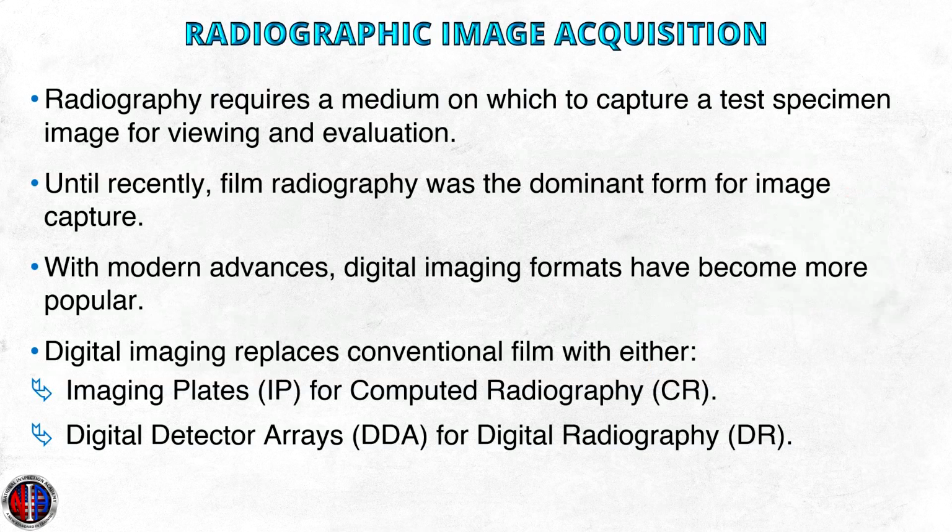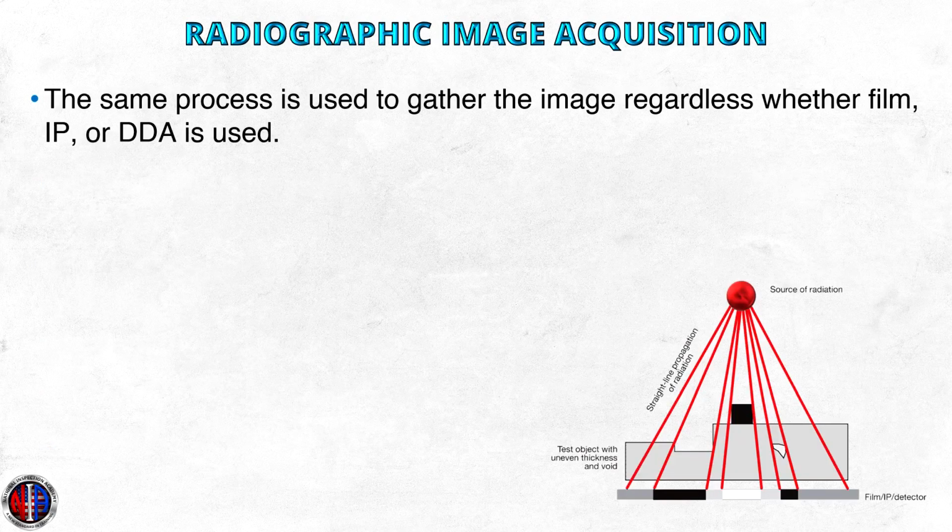Radiographic image acquisition. Radiography requires a medium on which to capture a test specimen image for viewing and evaluation. Up until the 21st century, the predominant image acquisition technique was film radiography. However, as computer and medical radiographic technology evolved, so did digital radiography, abbreviated DR, and computed radiography, abbreviated CR, techniques for industrial applications. Regardless of what media captures the image for viewing, the radiographic setup follows virtually the same 5-step process.